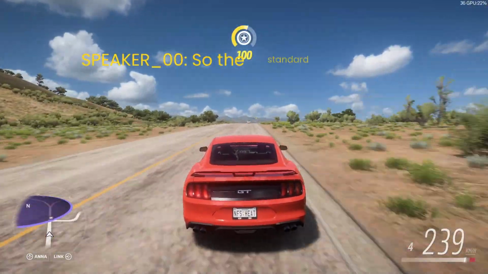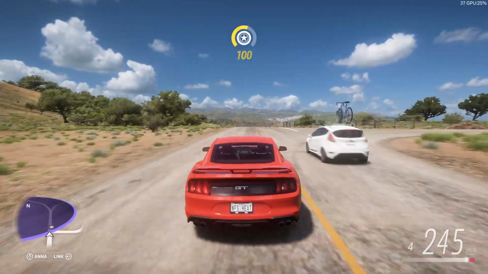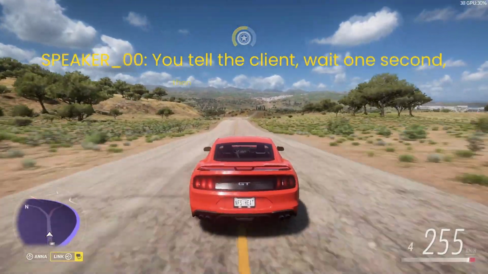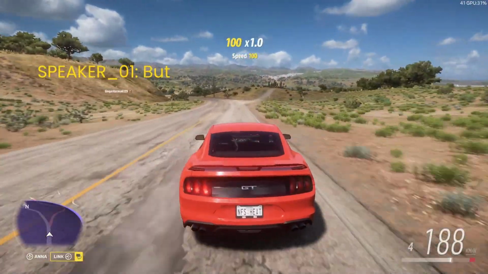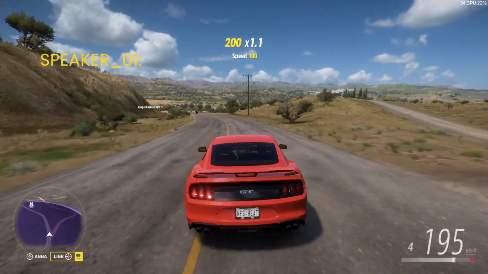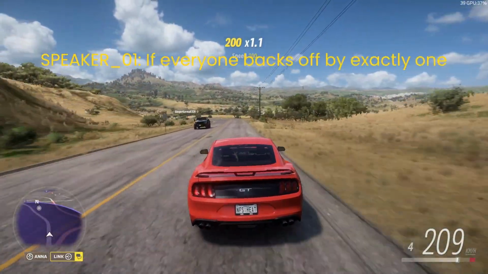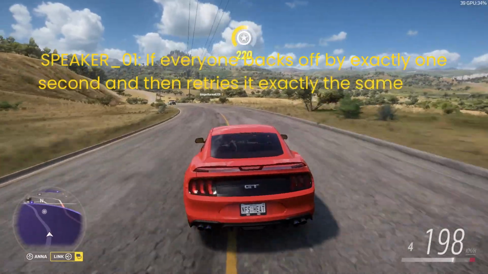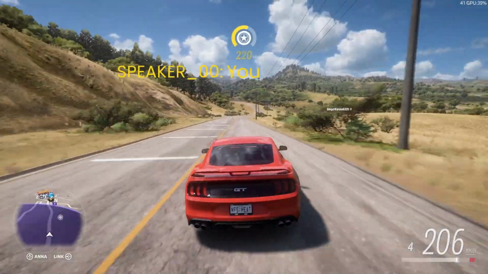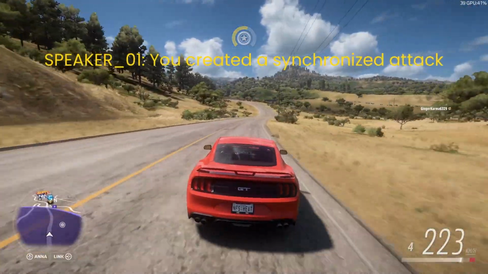So the standard advice is exponential backoff. You tell the client, wait 1 second, then 2, then 4. Right. But the notes highlight a flaw in that. If everyone backs off by exactly 1 second and then retries at exactly the same time, you just delayed the thundering herd. You didn't stop it. You created a synchronized attack on your own servers.